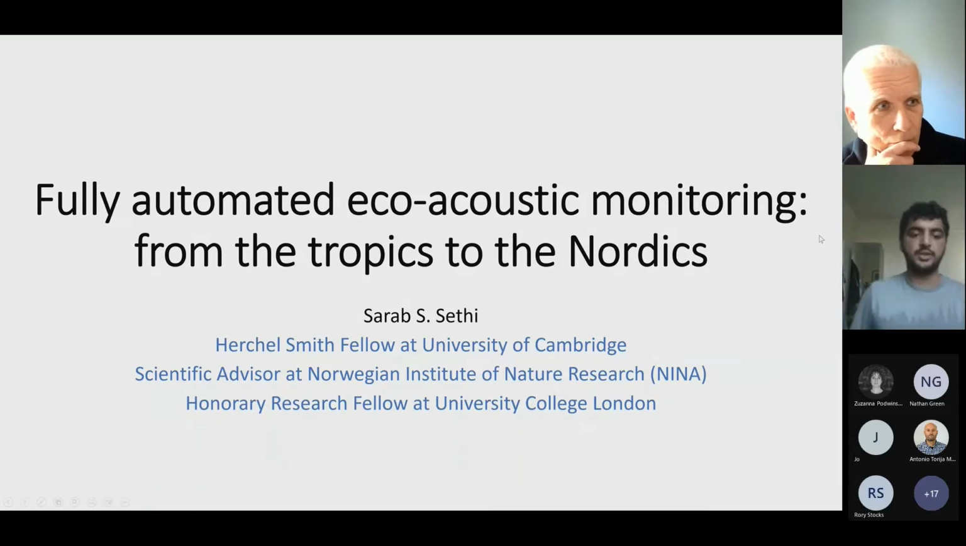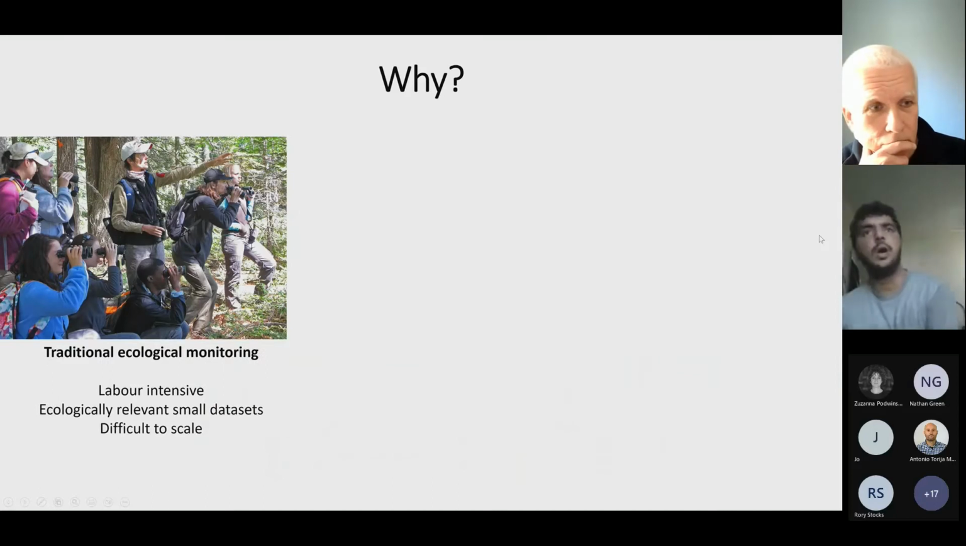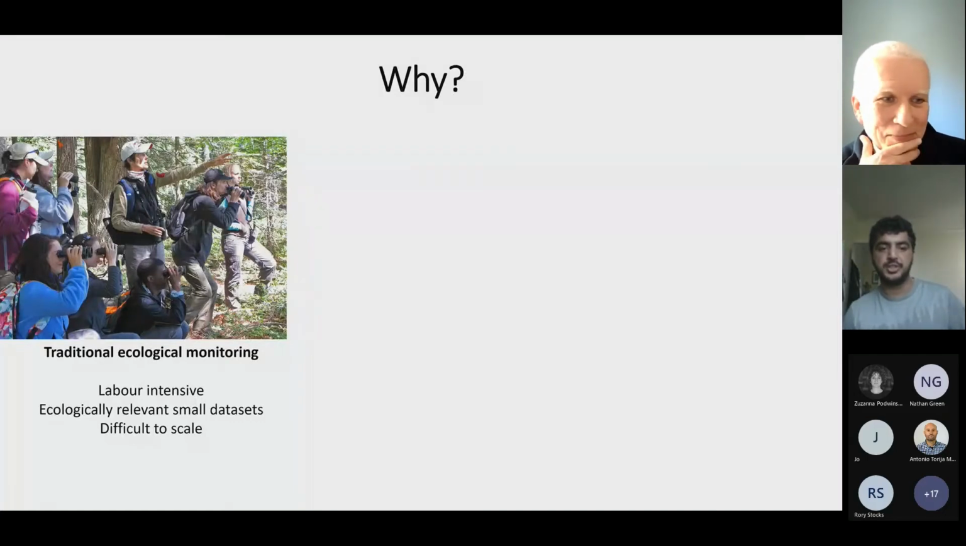Okay. So why do we even need to use acoustics in ecology? What's the purpose? Well, traditional ecological monitoring is pretty laborious. It looks something like this, right? This is probably a bit of a hammed up example, but people go into a forest, look around with binoculars, they see, I've seen this bird, write it down on a piece of paper and you get back. You get great data, right?